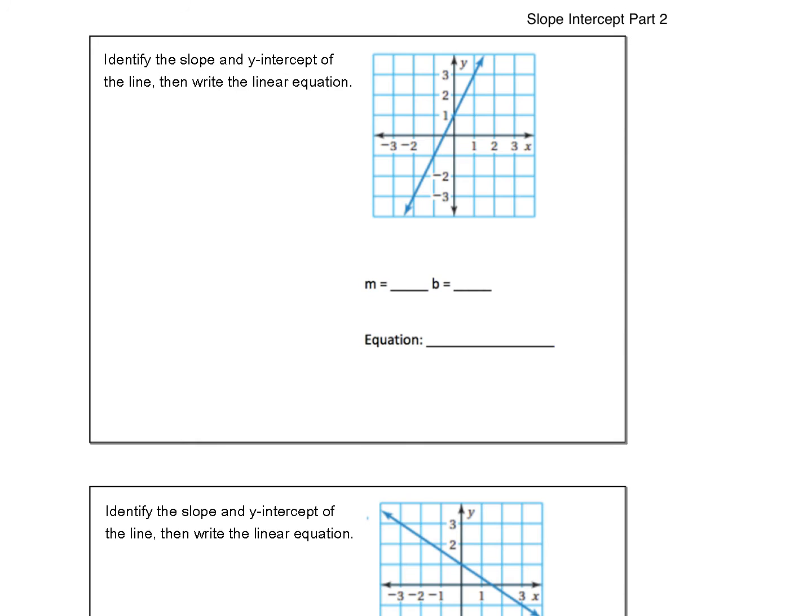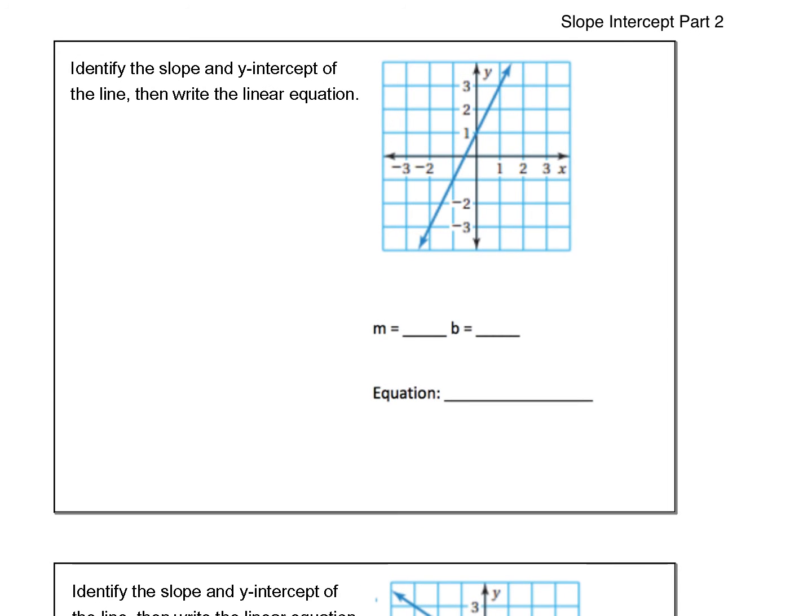All right, nice job. So in this next part, this is the part that's a little bit new. So now we have a graph, and we have to identify the slope and the y-intercept of the line, and then we're going to write that equation, the same as what we've been practicing: y equals mx plus b.